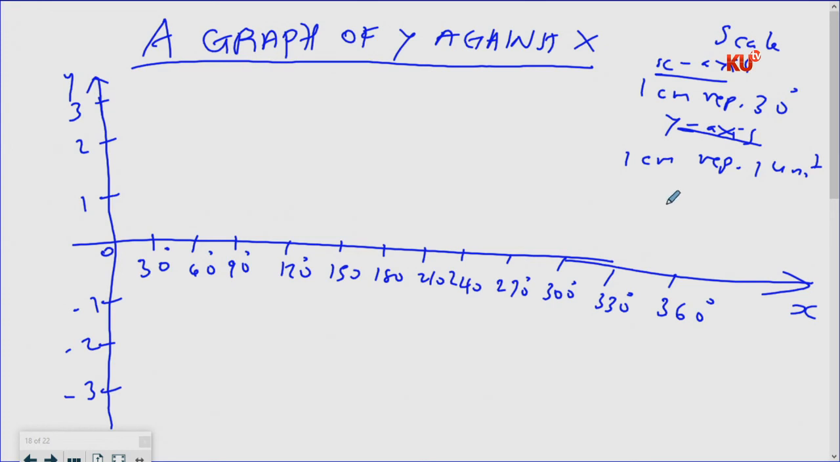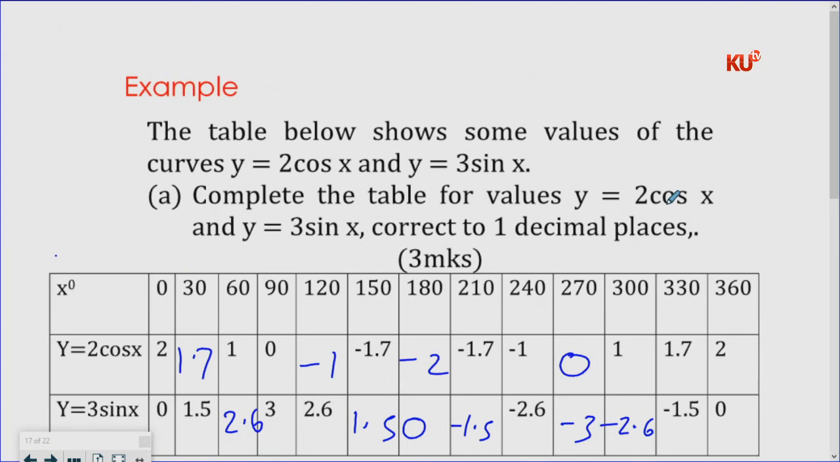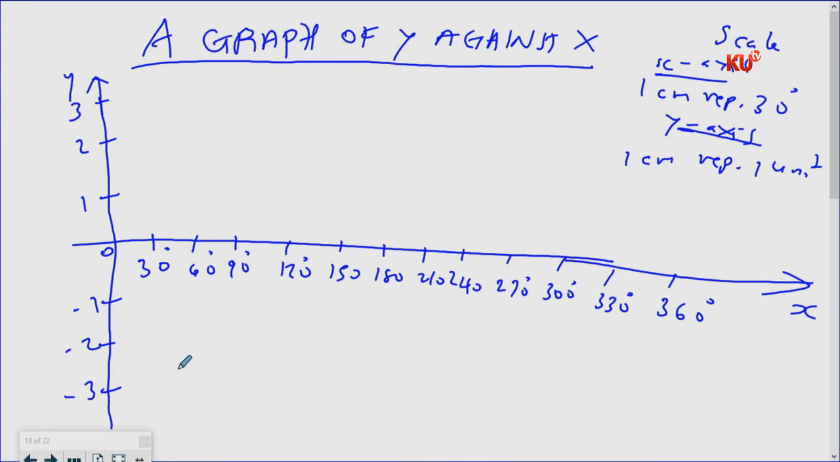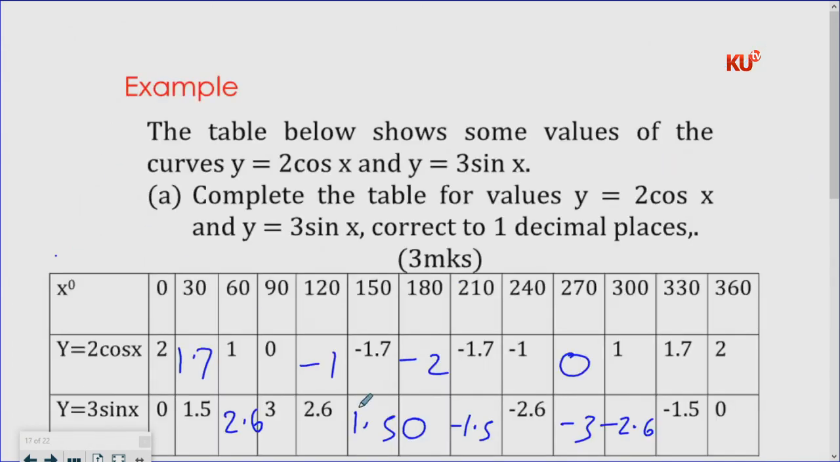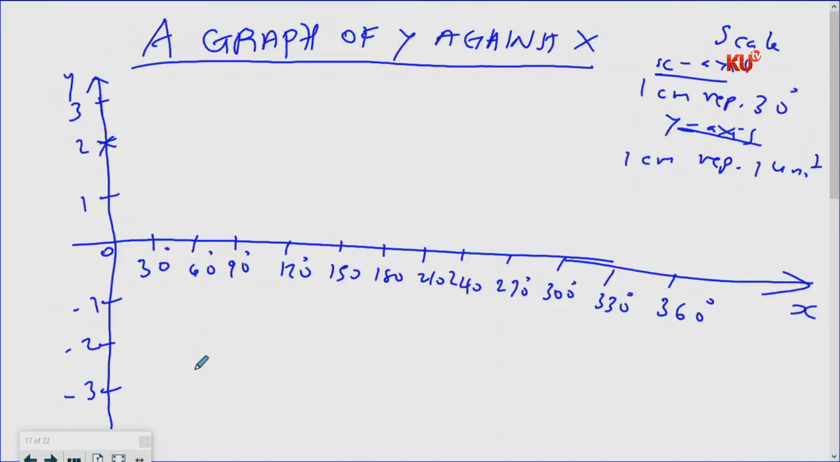Let's start with the first graph, from 0 to 2. When x is 0, y is 2. So where is that particular point? When x is 0, y is 2. This is the point. Let's go back. When x is 30 degrees, the value of y is 1.7. So 30, 1.7. 1.7 approximately should be somewhere there.